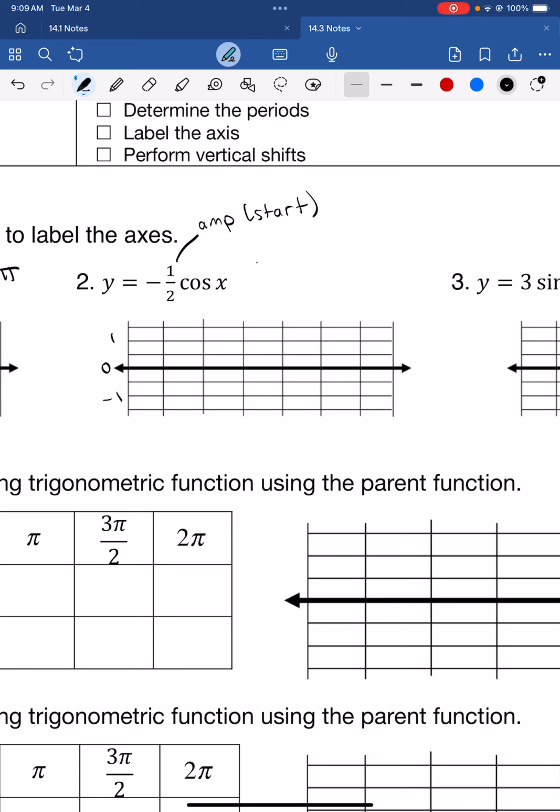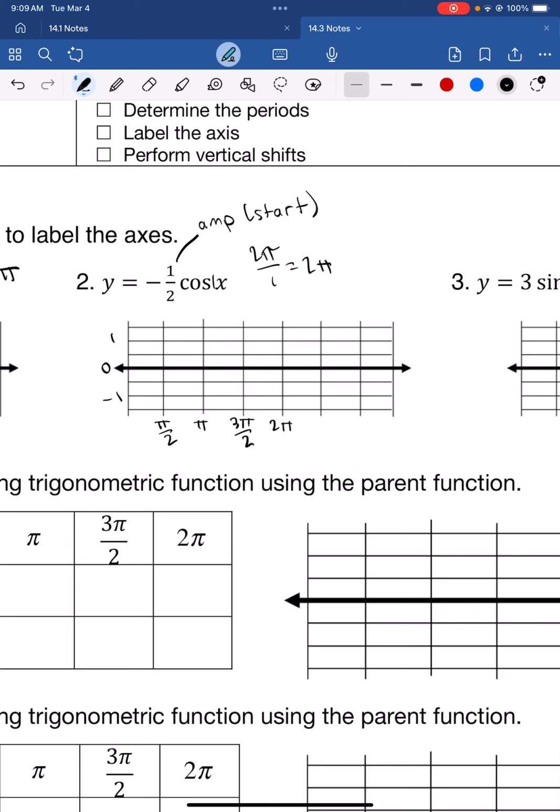Now to find our period, it's the same thing. It's going to be 2 pi over our b value, which is just 1. So it's going to be 2 pi again. We go out to the 4th mark. That's 2 pi. Here's pi. Here's pi over 2. And then here's 3 pi over 2 right there.